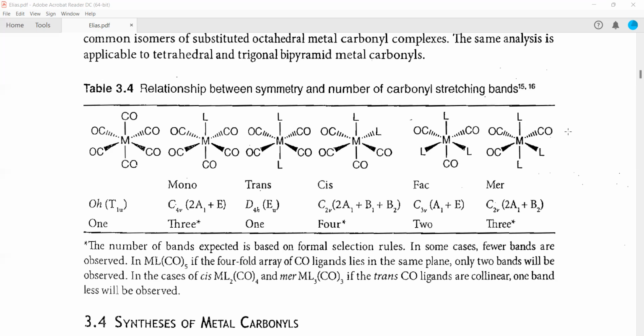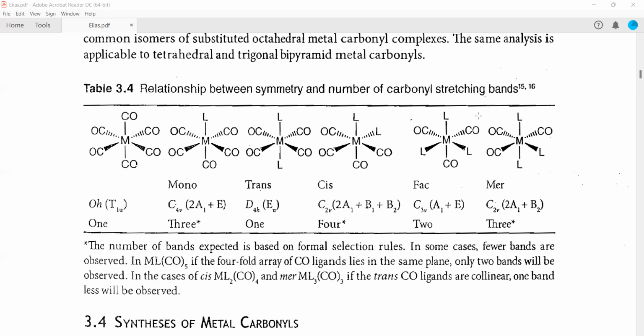For example, if you have the mer isomer, in the mer isomer all three ligands are in the same plane. So in this case, what do you think is the axis of the plane? Sorry, is it this line?